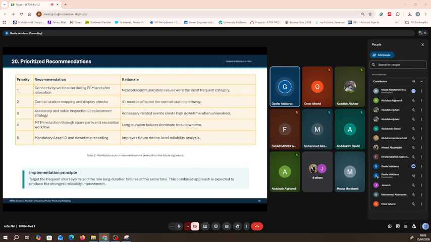The third priority is accessory and cable inspection and replacement strategy. This recommendation is justified because accessory related events may create high downtime. The fourth is MTTR reduction through spare parts and escalation workflow. The fifth priority is mandatory asset ID and downtime recording. This will improve future device level reliability analysis and allow repeated failure tracking for individual monitors.